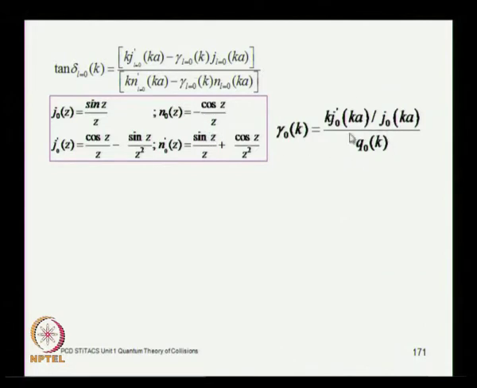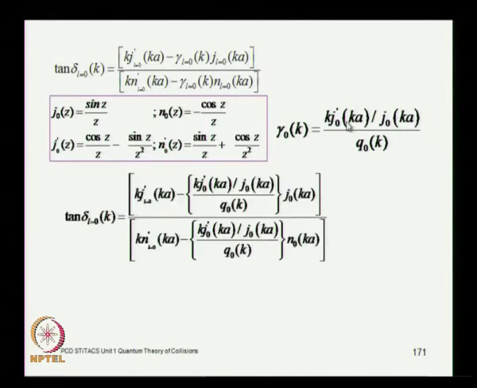This can also be determined easily in terms of the Bessel function and its derivative in terms of the parameter q. So, q is going to appear in this expression now, because we are expressing the logarithmic derivative in terms of q. So, this is just a simplification with this gamma in the numerator and in the denominator replaced by this ratio, which is defined in terms of q.